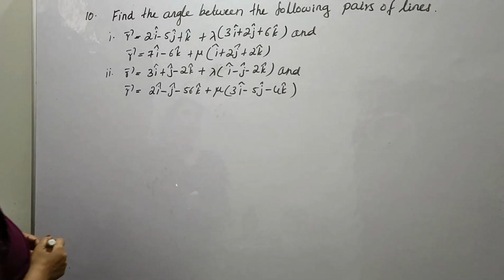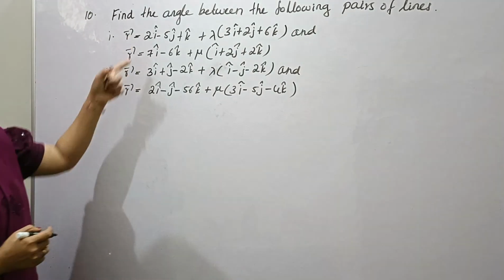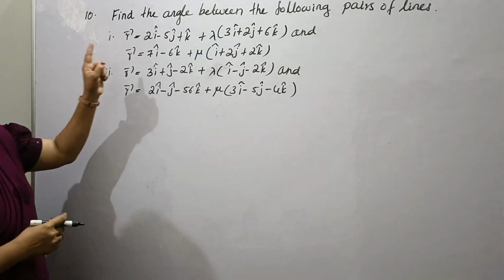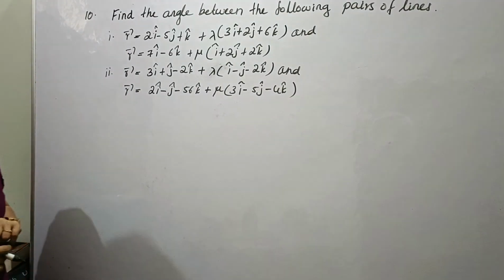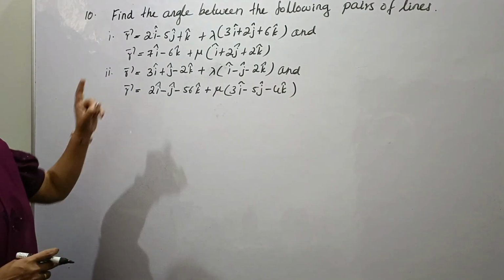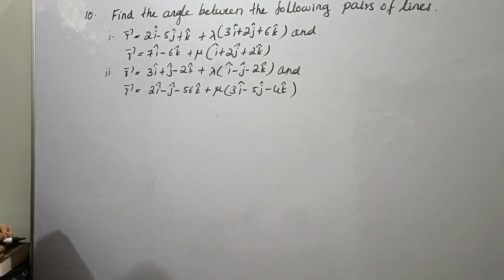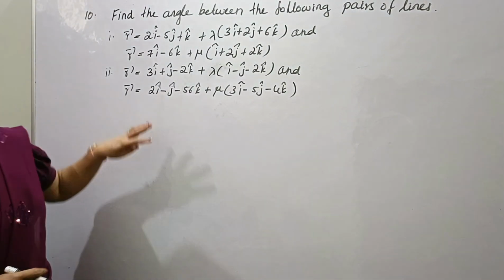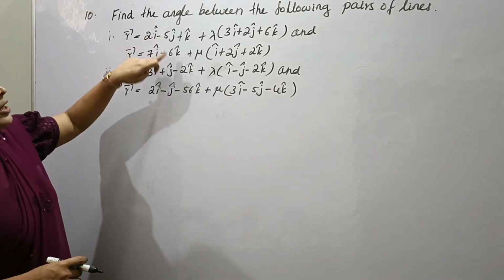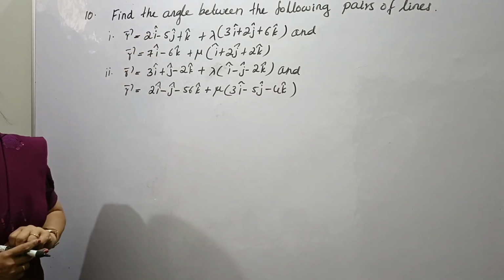Find the angle between the following pairs of lines. First question: vector r is equal to 2i minus 5j plus k plus lambda into (3i plus 2j plus 6k), and vector r is equal to 7i minus 6k plus mu into (i plus 2j plus 2k). Here, equations of two lines are given.